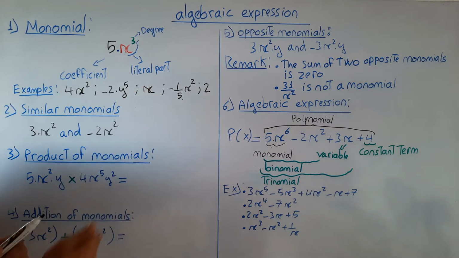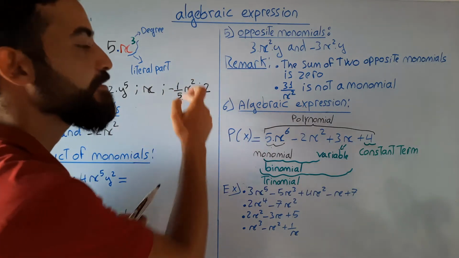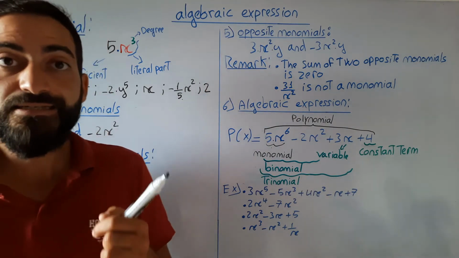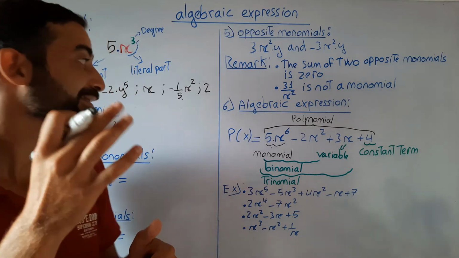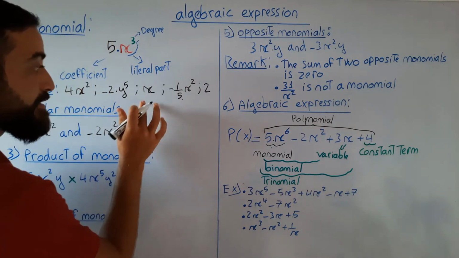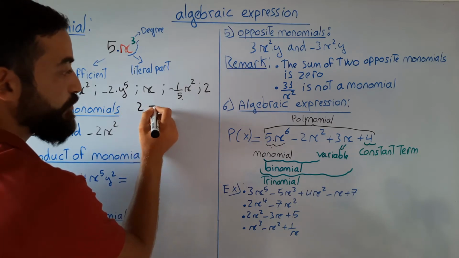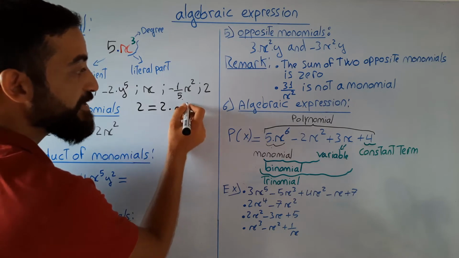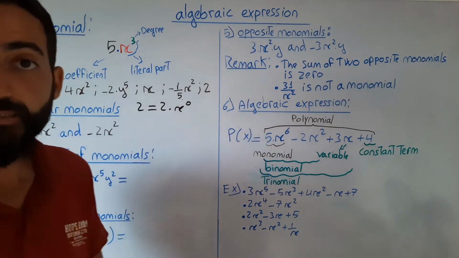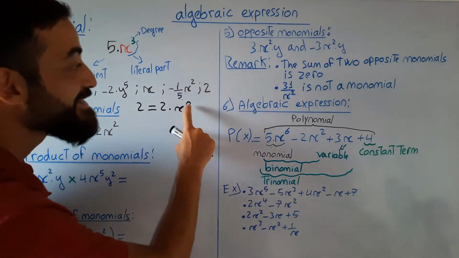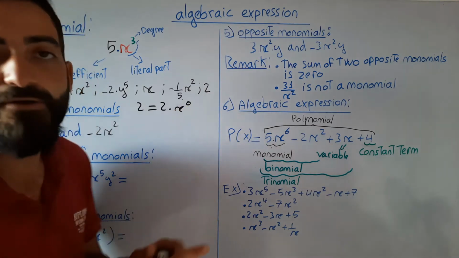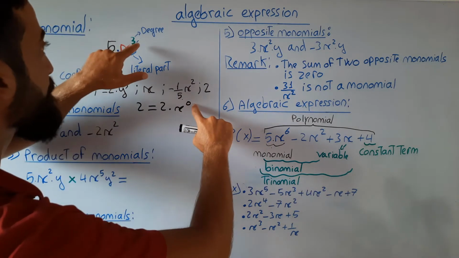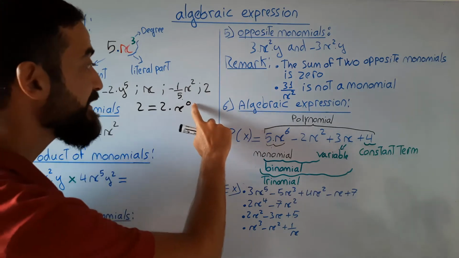x is a monomial, minus 1/5 x² is a monomial, and 2 is a monomial. 2 is a constant monomial of degree 0, since 2 is equal to 2 times x power 0. And x power 0 equals 1. The power is the degree, so the degree is 0.